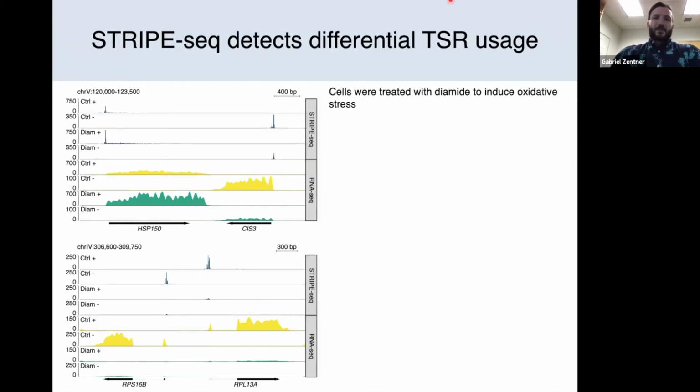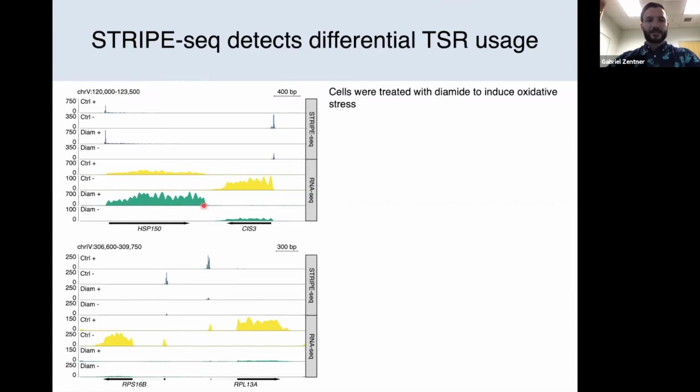So we also wanted to see if, in addition to just giving us steady state maps of transcription initiation, STRIPE-seq could also tell us something about differential regulation of transcription initiation. So we hit the yeast with diamide, which is a thioreactive oxidizing agent. We detected about 2,000 differentially regulated TSRs. Approximately half were increased and half were decreased. Just showing you a few examples here.